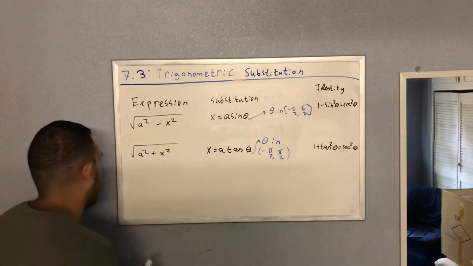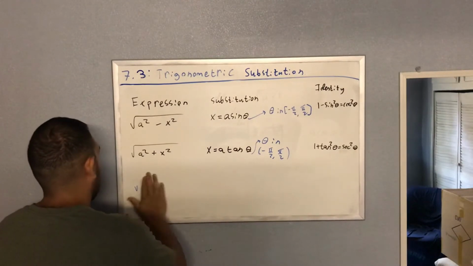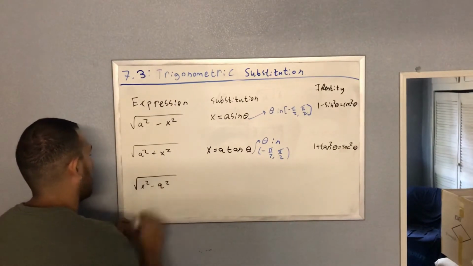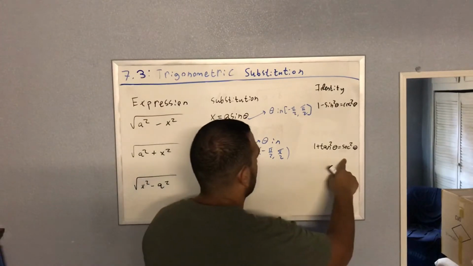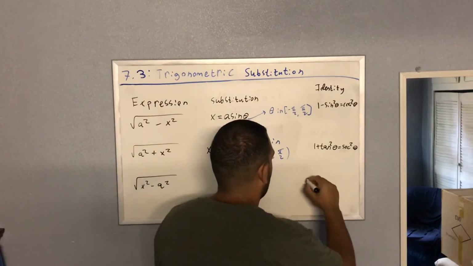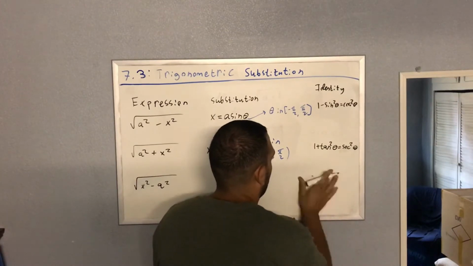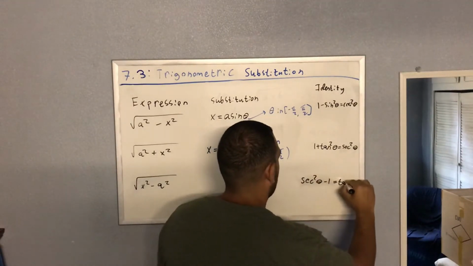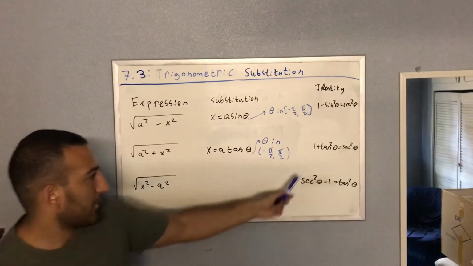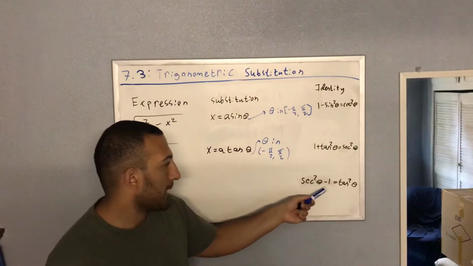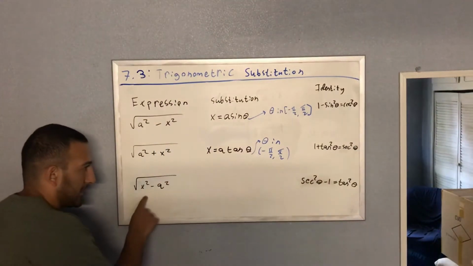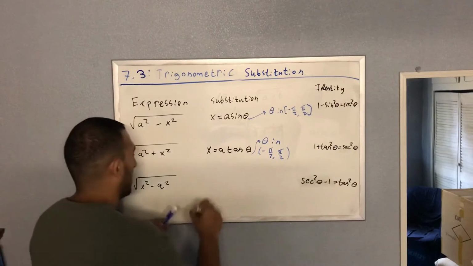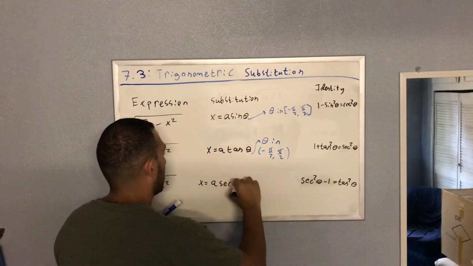And then last but not least, if we have, instead of a squared minus x squared, the reverse of it, x squared minus a squared. Notice that if you rearrange this, you would have secant squared minus 1 is tangent squared. If you subtract the 1 over here, secant squared minus 1 would be tangent squared. And this looks very similar to something secant squared minus whatever. And so this substitution will be x is a secant theta.